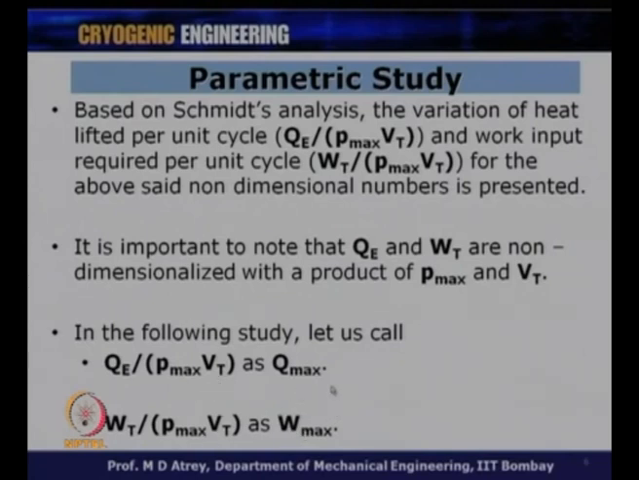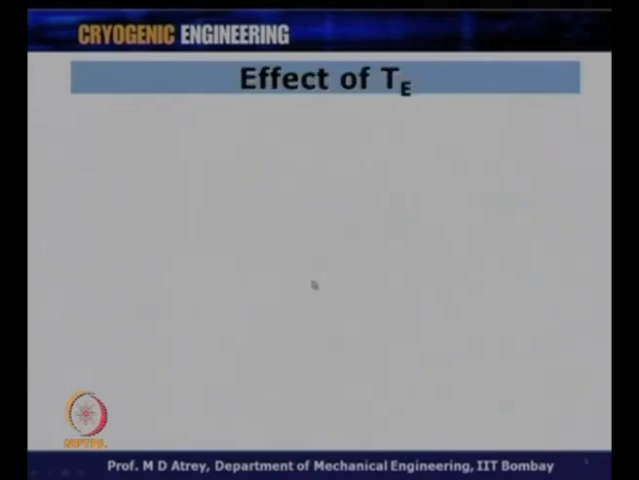So, here the most important parameter I would like to see as a function of different parameters. Let us take the first parameter as the temperature at the expansion space, that is the coldest temperature TE for which the entire cryocooler has been designed. This is the TE at which QE is obtained. So, the cooling effect is obtained at a particular temperature TE.